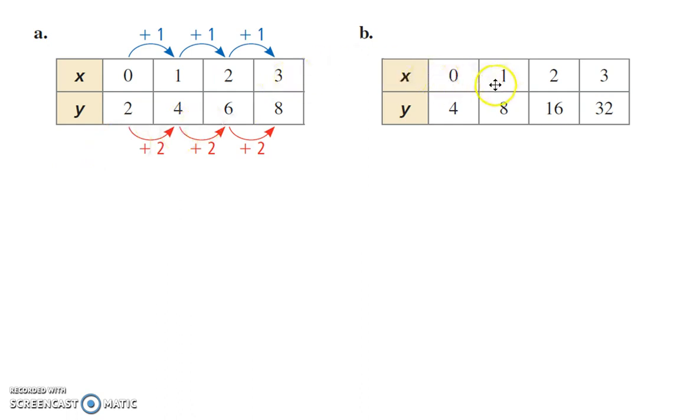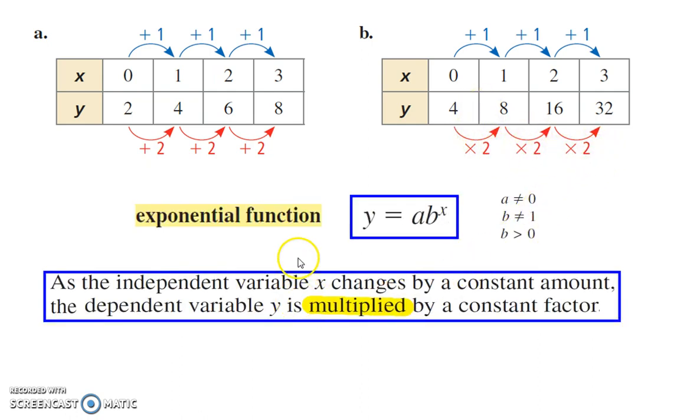Now look at b, as x increases by 1, what's happening with y? From 4 to 8, we could say it increases by 4. But then if it increased by 4, we'd be at 12, not at 16. So actually what's happening is we're multiplying by 2. Okay, so this is not a linear function. When it has a constant factor here, it's being multiplied by the same number every time. We call that an exponential function.